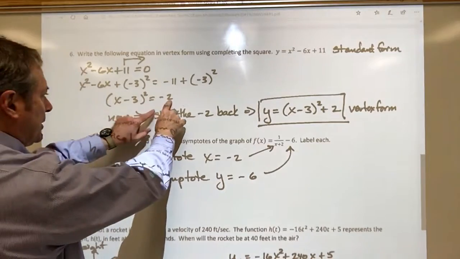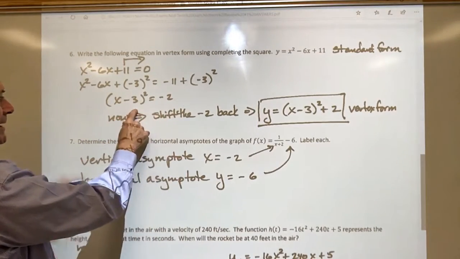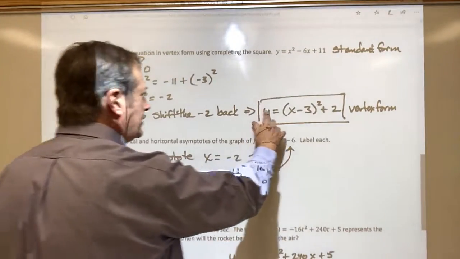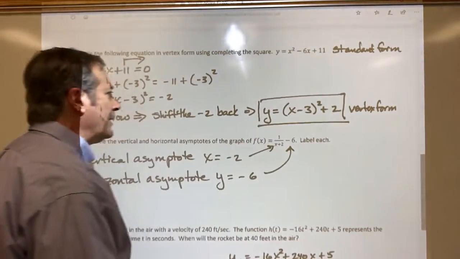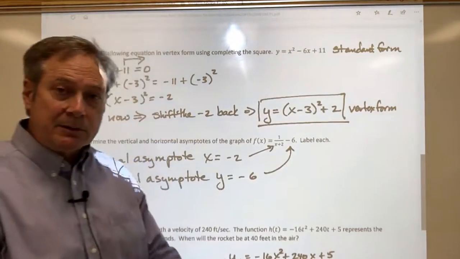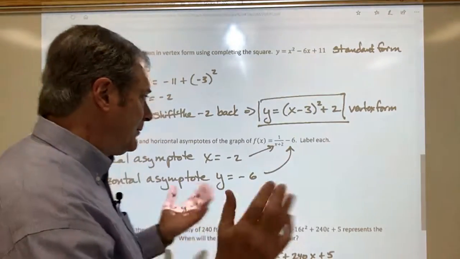Okay, now what's weird is now we move the negative 2 back here and we put a y out front. And so the final vertex form is that one, and that actually is the same equation as that. You could put them both in the y equals menu, graph them, and you'd see the same line.